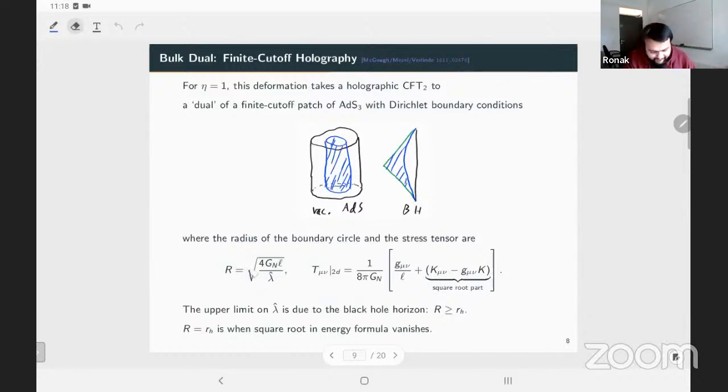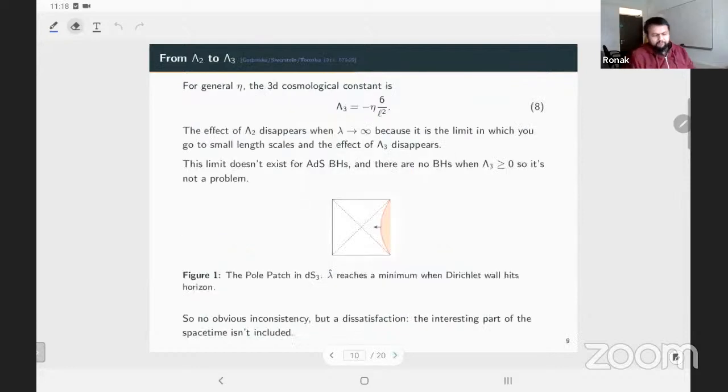Okay, because as lambda hat increases, capital R decreases, and at some point capital R will hit the radius of the horizon. This is for eta equals 1. For eta equals -1, for general eta, the theory is dual to a bulk theory with this cosmological constant, which is proportional to minus eta. So for eta equals -1, the cosmological constant is positive, and we have de Sitter.